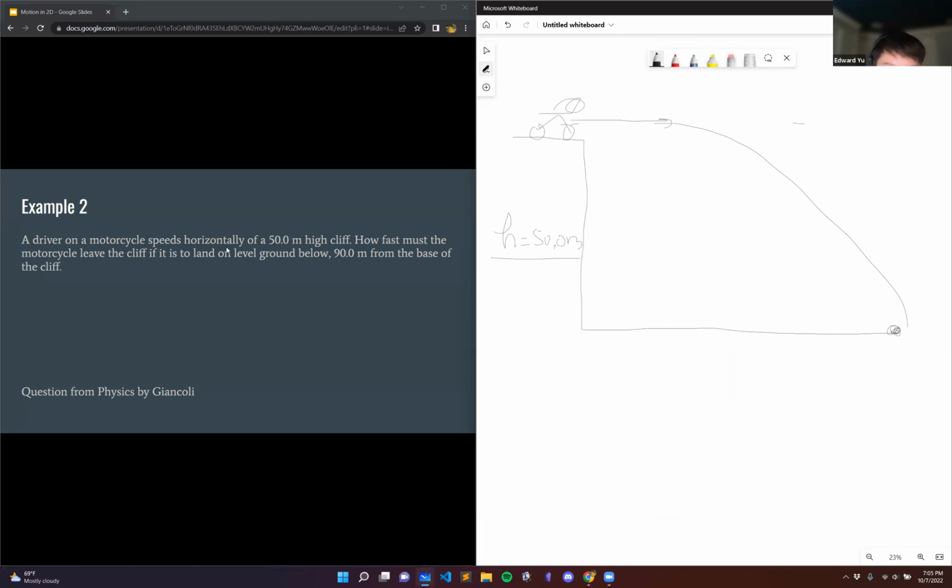So it speeds horizontally off a cliff. How fast must it leave the cliff to land 90 meters from the base? So how far must it go to land? How fast must it go initially to land 90 meters away? So in this question, you would need to find the velocity in the x direction initially. So there's the diagram for you that you can use.